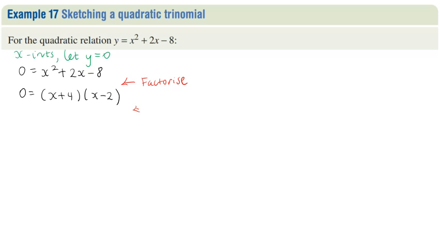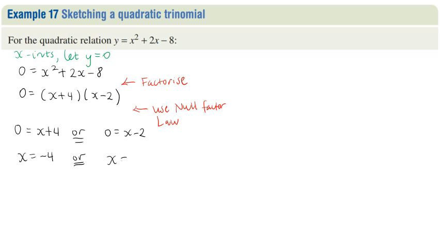Then I need to use the null factor law. This is just all recap from yesterday really. So I set each bracket to 0, x plus 4 equals 0 or x minus 2 equals 0. Now I can solve, so I'll have either x equals negative 4 or x equals 2. Then I can put these in onto my graph. So I've got one x-intercept at 2 and one at negative 4.